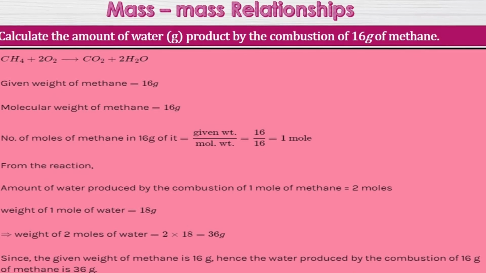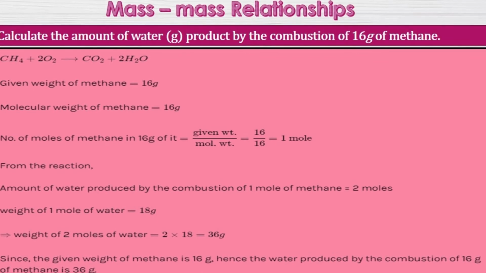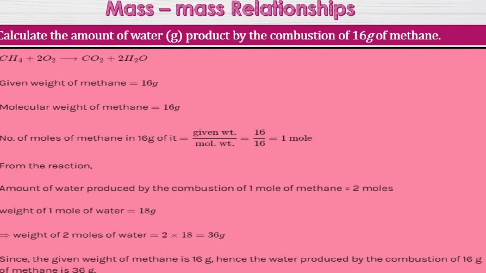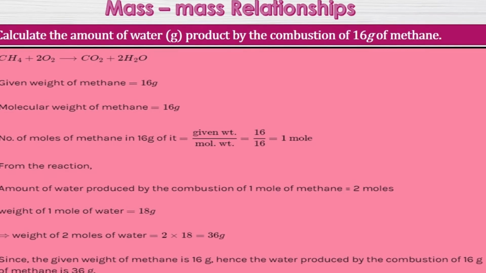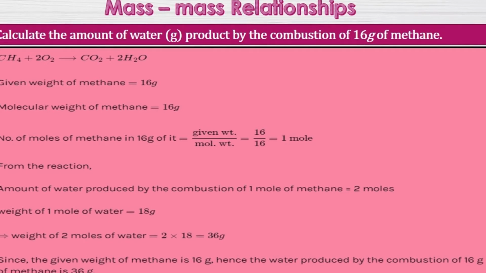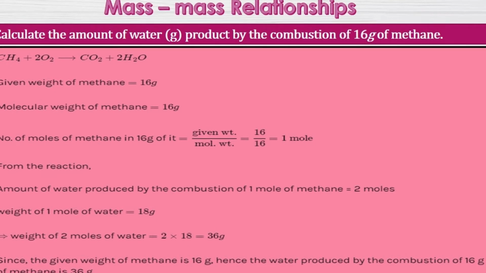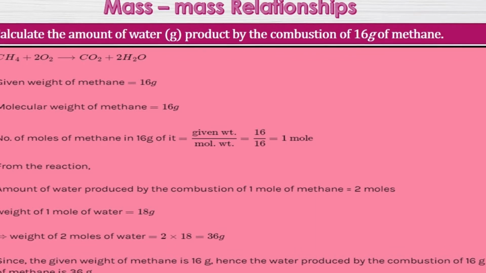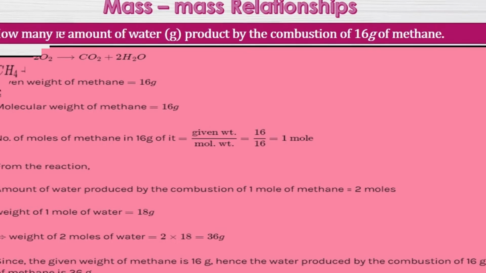So from the equation we are coming to know 1 mole of methane produces 2 moles of water molecule. Find out the molar mass of water molecule. Molar mass of water molecule is equal to 18 grams. So weight of 2 moles of water molecule will be equal to 36 grams. So we know 16 grams of methane will produce 36 grams of water molecules.